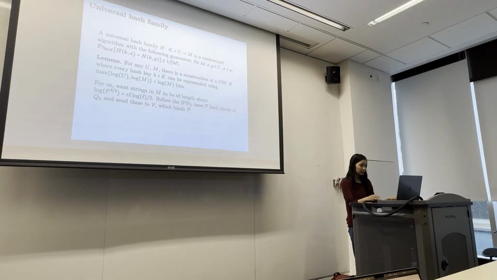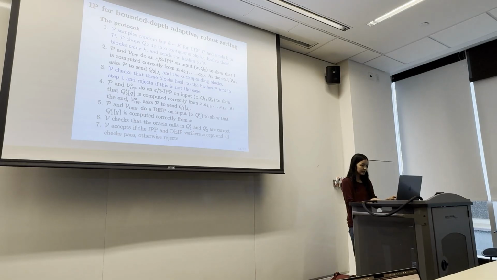And for us, we're going to want the strings in M to be of length about log of this L to the epsilon L over 2, so that for any particular hash, with good probability, there's at most one of these valid choices for Q2 prime that hash to that hash. So now before the IPP, we'll have P hash these blocks of Q2 and send them to the verifier, which is going to bind P.